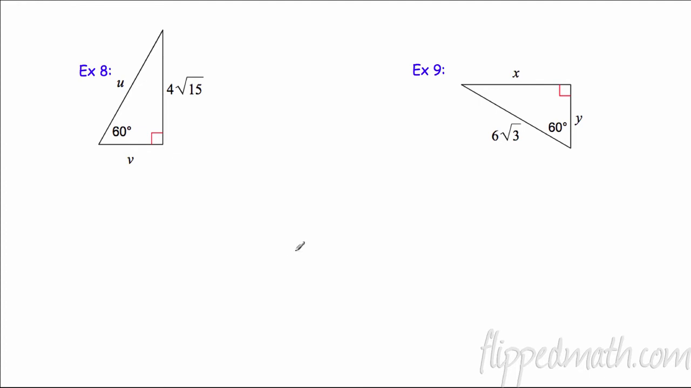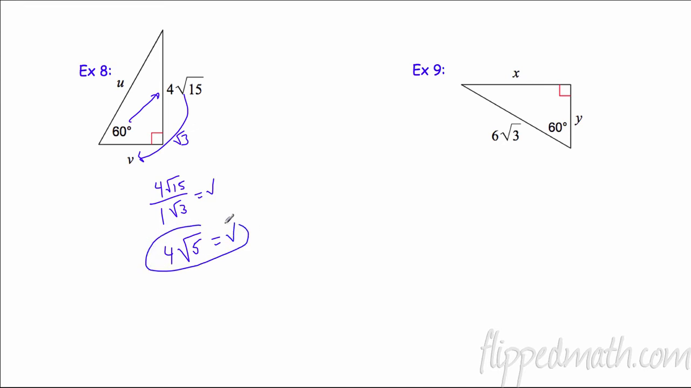Let's look at this one. All right, I have across from 60. So I want to get to the short side first. To get to the short side, I am going to divide by radical 3. So 4 radical 15 divided by radical 3 is going to give me my short side. And inside the radical, I can just divide. 15 divided by 3 is 5. So now that's 5. I have nothing on the outside, so it's like a 1. 4 divided by 1 is 4. So my short side is 4 radical 5.